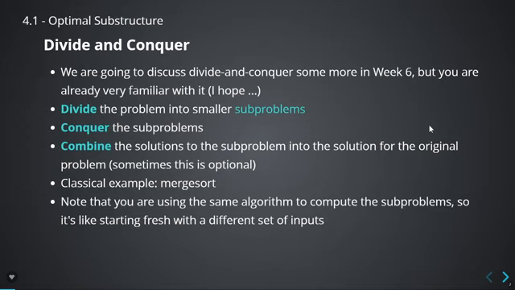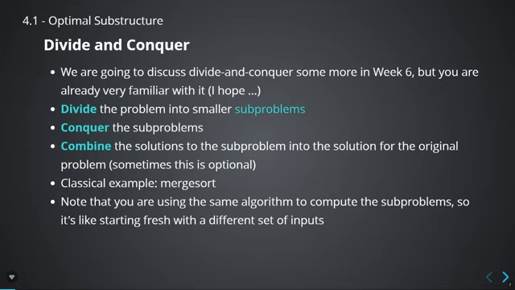The idea is that you've got a problem, you divide it into small subproblems. This is something that we've been doing for the last few weeks as well, when we draw the search space, when we draw the tree. Then you conquer the subproblems, and then you combine the solutions to the subproblems to generate the solution to the original problem. The classical example here is merge sort, which I hope you remember how to do from COM 2010. If not, just look it up. It's nothing hard at all.